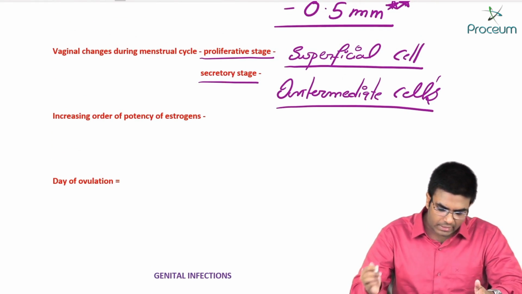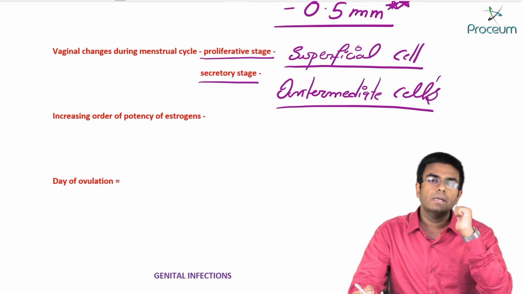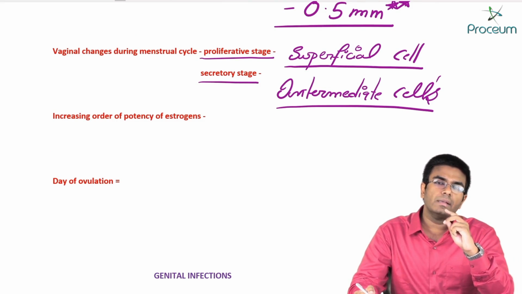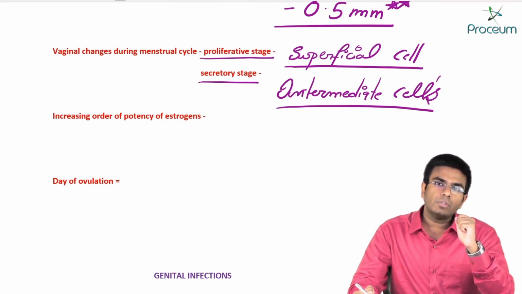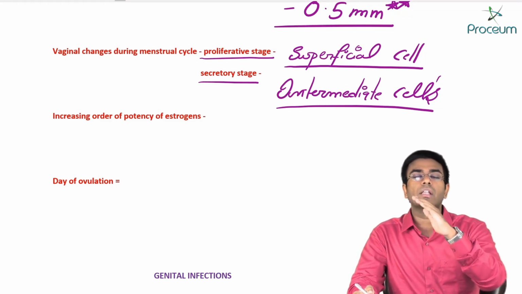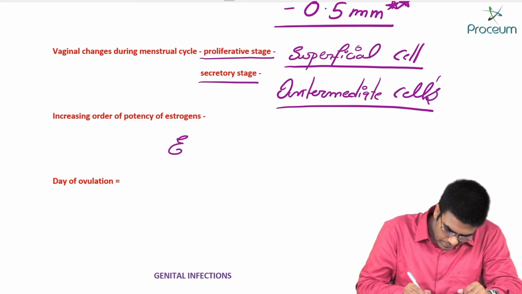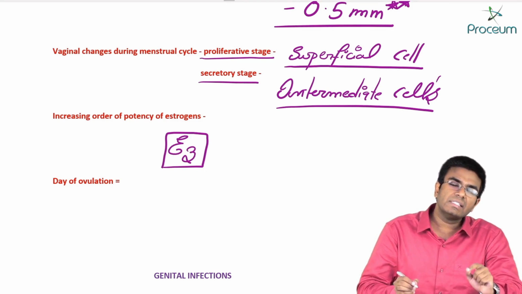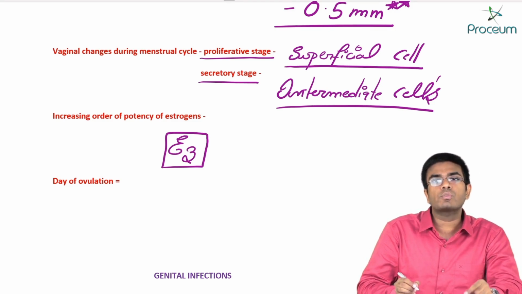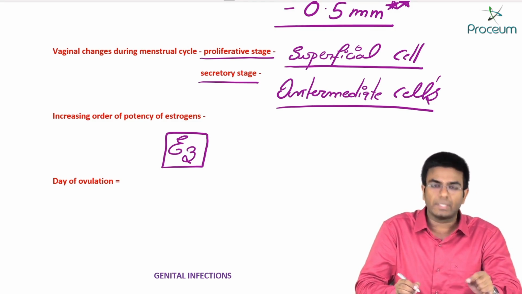Now, increasing order of potency of estrogens. Guys, how many different types of estrogens are there? We have E1, E2 and E3. So, out of these, in increasing order, the least potent estrogen is E3. So, E3 is least potent, and this E3 is especially produced during pregnancy. The most specific estrogen of pregnancy is E3.